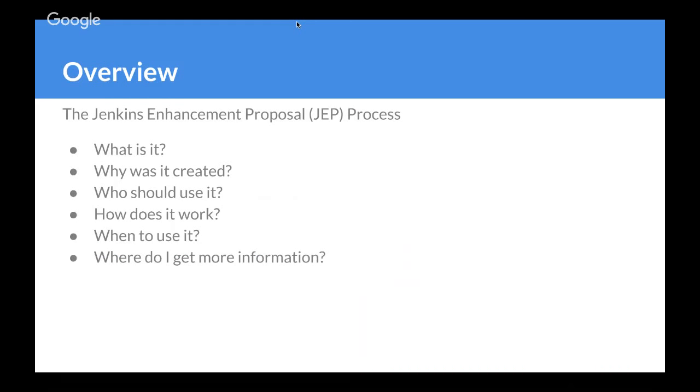What we'll do today is we're going to talk about this new process called the Jenkins Enhancement Proposal process. It's 9-10 months old now. Took us a while to get it off the ground and get through some early iterations. And we'll go over what it is, why it was created, who should use it, how it works, when to use it, when not to use it, and where to get more information.